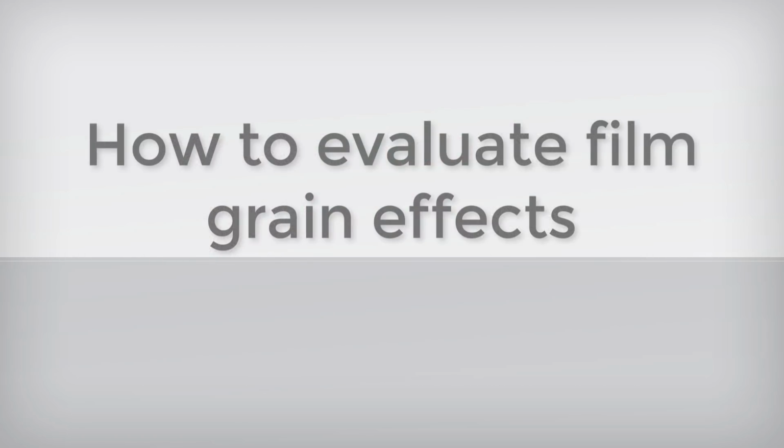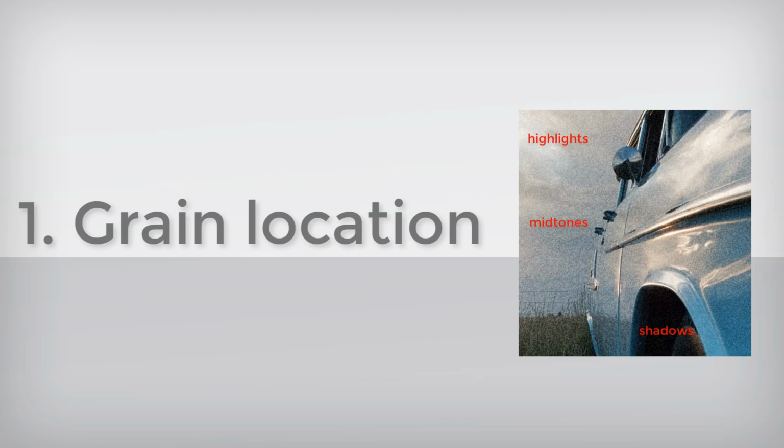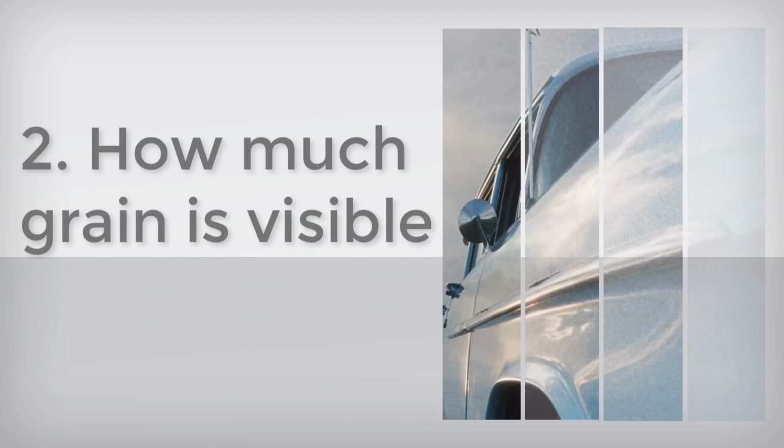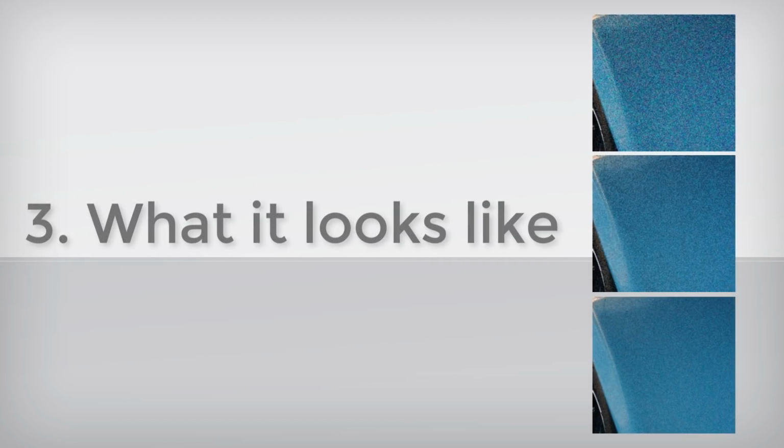Let's talk about how we evaluate film grain effects. There are three criteria to consider. They are where the grain is present in the image, as in the specific tone or hue, how much of the grain texture is visible, and the texture's appearance.